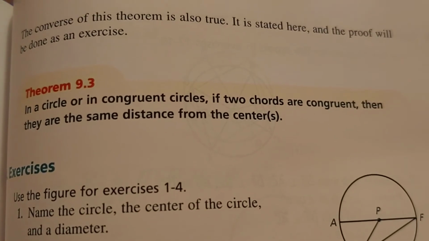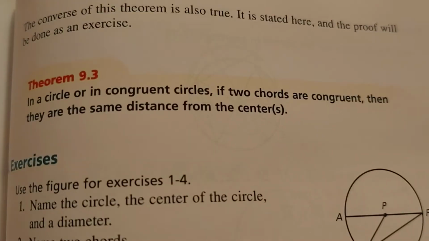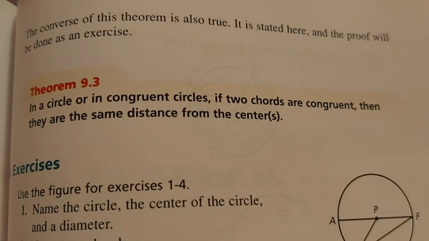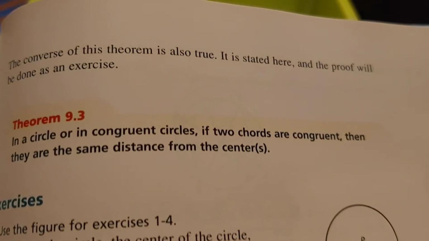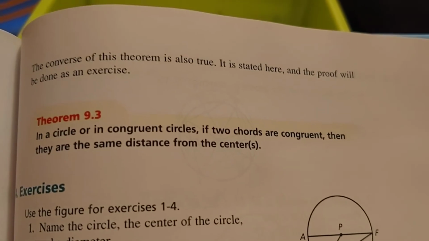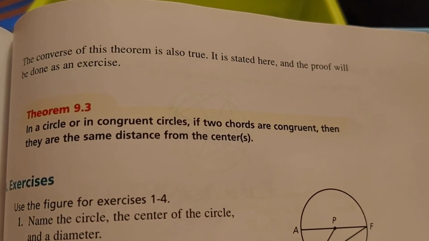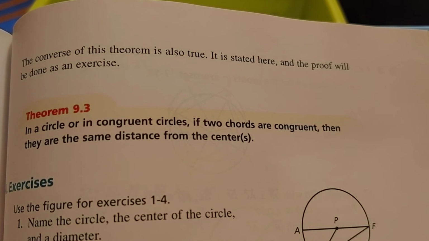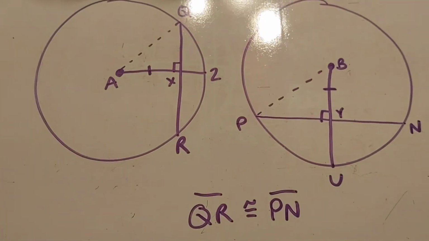All right, now we're looking at page 369, and we are looking at Theorem 9.3. In a circle or in congruent circles, so same thing. I could be in just one circle or I could be in two separate circles as long as they're congruent, which means as long as they happen to have the same length for each radius as one another. If the two chords are congruent, then they are the same distance from the center. This is exactly what we were just talking about in reverse.